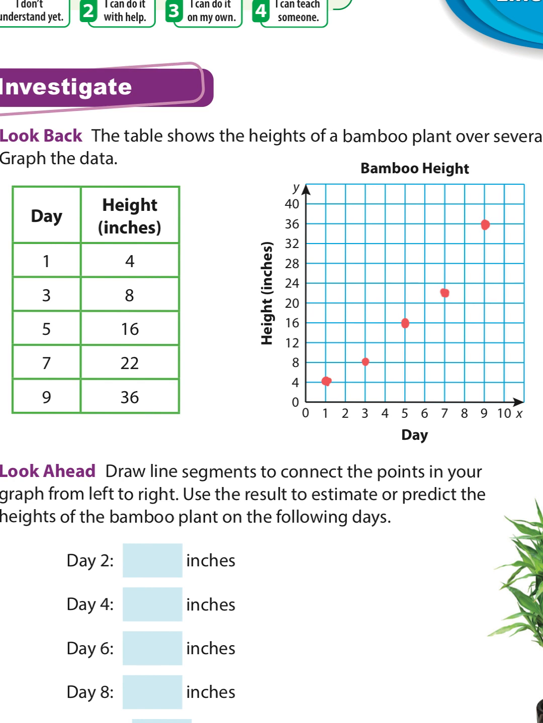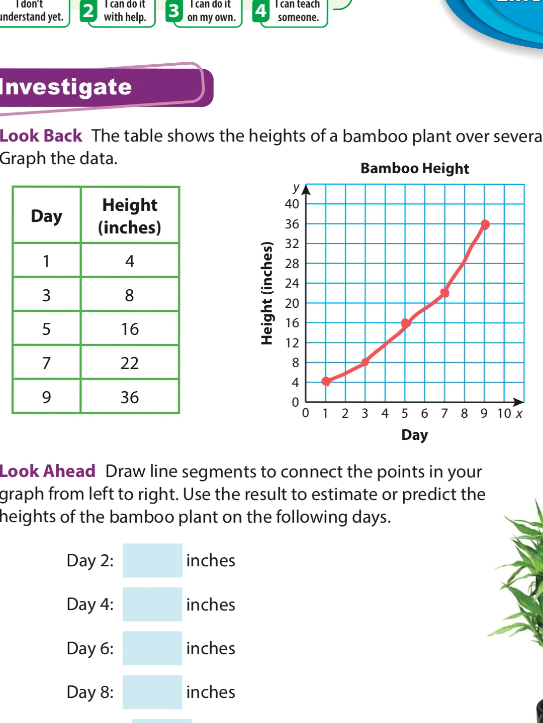Okay, it says draw line segments to connect the points in your graph from left to right. So I would connect the dots just like this, kind of like how you did when you did that activity with the flowers, where you connected point to point to point. We're going to use the result to estimate or predict the heights of the bamboo plant on the following days.